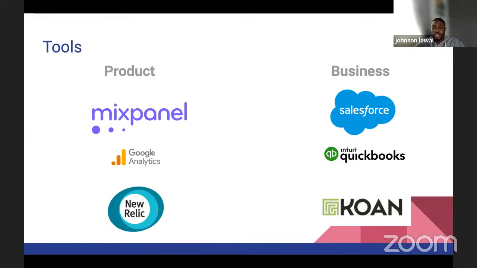I also mentioned New Relic here. New Relic measures the performance of your application, so you are looking at downtime and how fast it responds. So those are the tools on the product side, to help you measure your product.